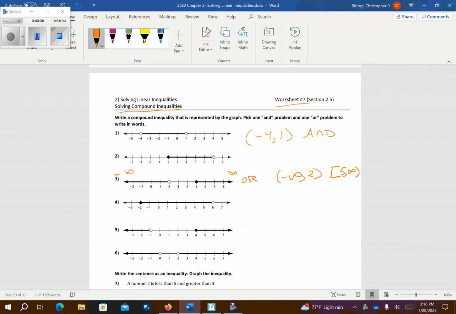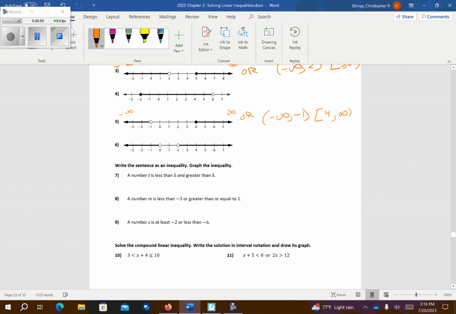Number 5, this is also an OR problem. This is pointing to -infinity, going to positive infinity. So we're going to have two different brackets. I'm going to go -infinity to -1, soft bracket, open dot, hard bracket at the 4 to infinity.